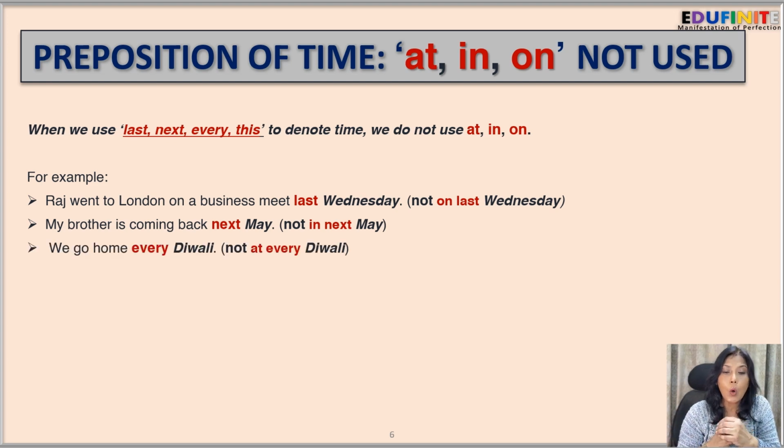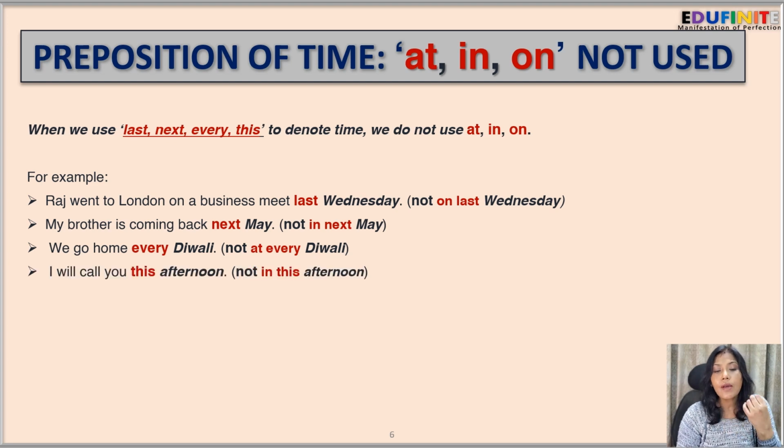Next, we go home every Diwali. So here the word every is already conveying to us that every year we are going home during the Diwali time. So we don't use at every Diwali. But if every was not there, then we would have used the word at. Since every is there, we cannot use the word at. Next, I will call you this afternoon, not in this afternoon.